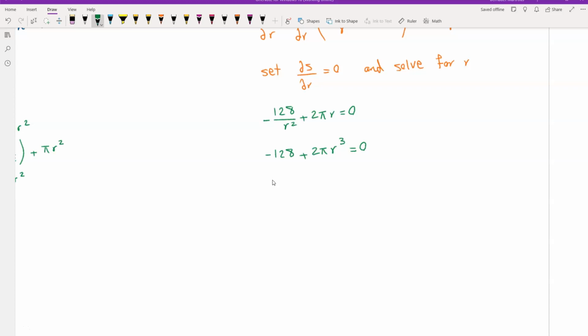Multiplied by R squared, so here we have negative 128 plus 2 pi R cubed equal to 0. So we have 2 pi R cubed equal to 128. Then R cubed is equal to 128 divided by 2 pi. So R cubed is 64 divided by pi. And R is 4 divided by the cube root of pi.